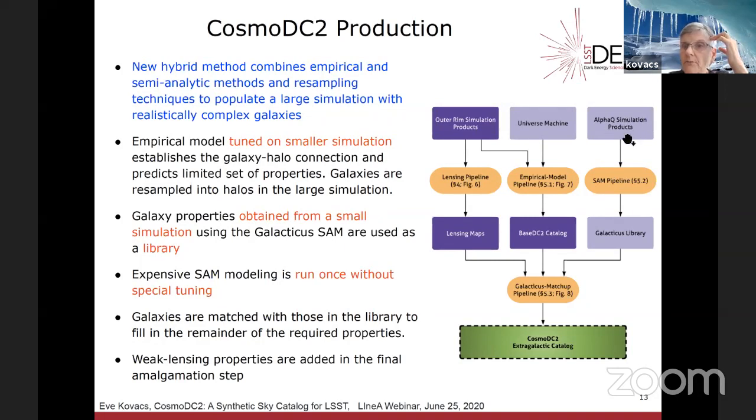And the Alpha Q was run through the SAM and made a library of galaxies that we could use for augmenting the properties that we wanted to include. So the galaxy properties obtained from the small simulation using this Galacticus semi-analytic model are used as a library. This semi-analytic modeling is run once without any special tuning. And what we do is we match up the galaxies in this empirical model with galaxies from the library and use those to populate, to fill out all of the properties. Okay, so that's the overall workflow.